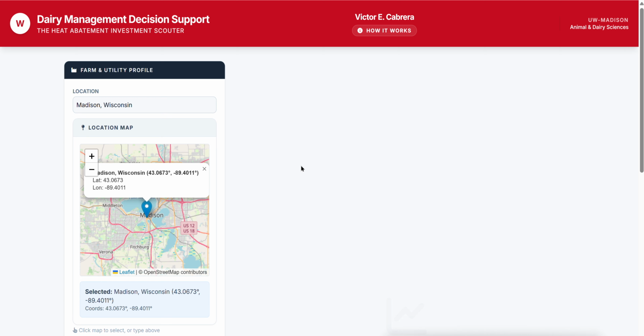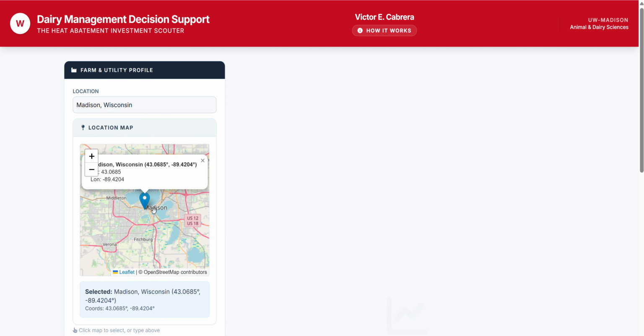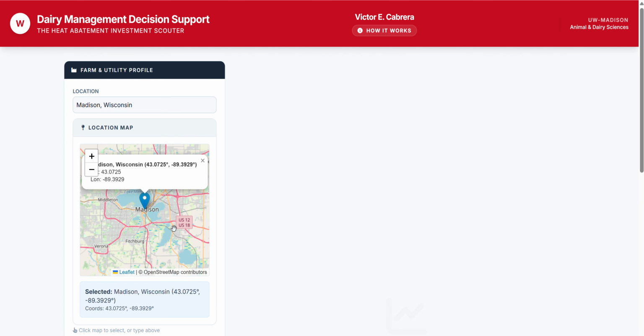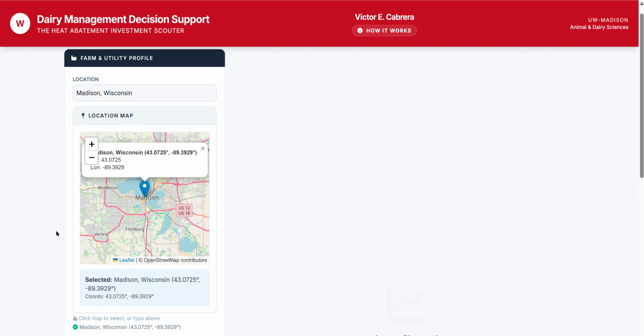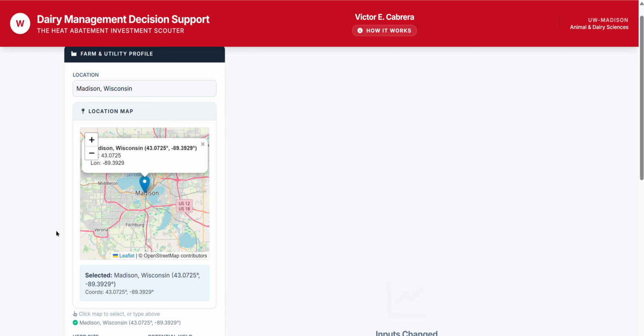You can access it at dairymgt.cals.wisc.edu. On the left side of the screen, the first input section is Farm and Utility Profile. Start by entering your location. You can type a city and state or click directly on the map. The tool uses your location to pull 10-year average climate data, including monthly temperature, relative humidity, and THI values.